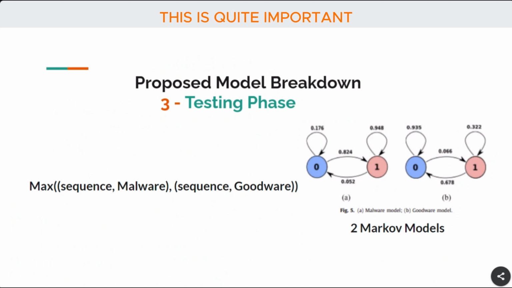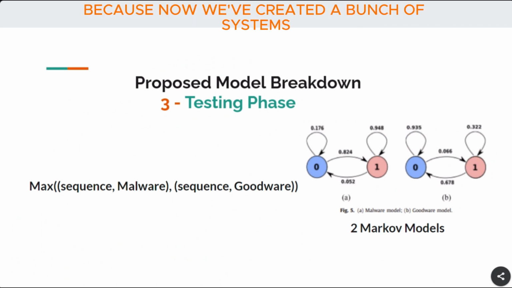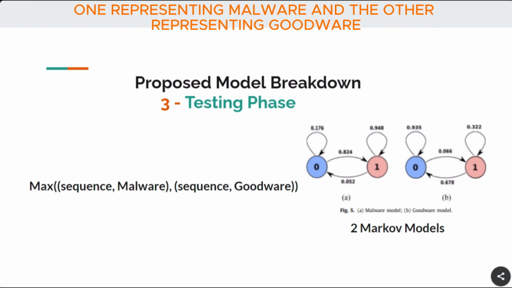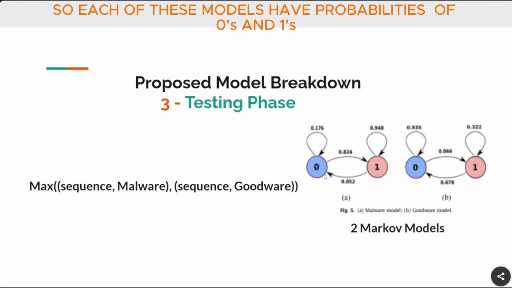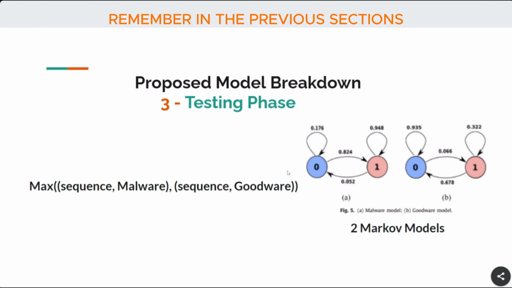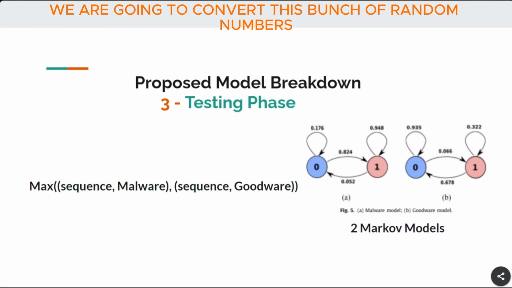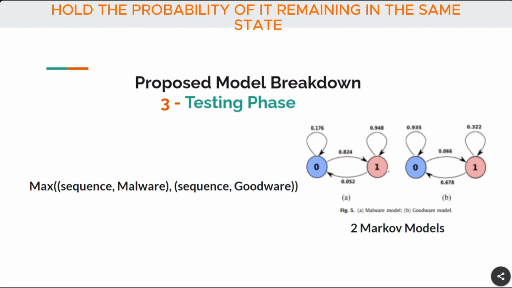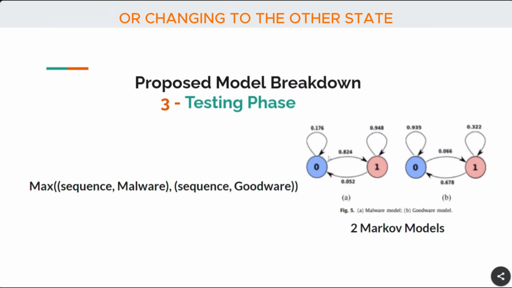The testing phase. This is quite important because now we've created a bunch of systems, but we want to be sure they are accurate. So now we have two Markov models, one representing malware and the other representing goodware. Each of these models has probabilities of zeros and 1. Remember, in the previous sections, we converted this bunch of random numbers to zeros and 1. So these two Markov models hold the probability of it remaining in the same state or changing to the other state for both malware and goodware.